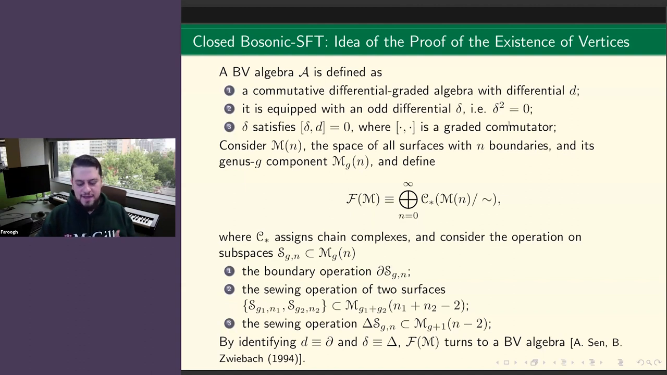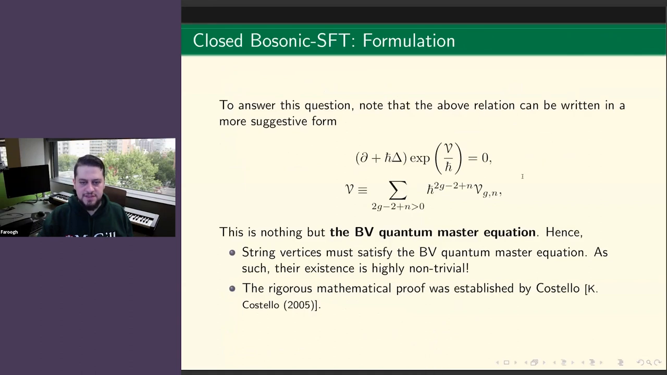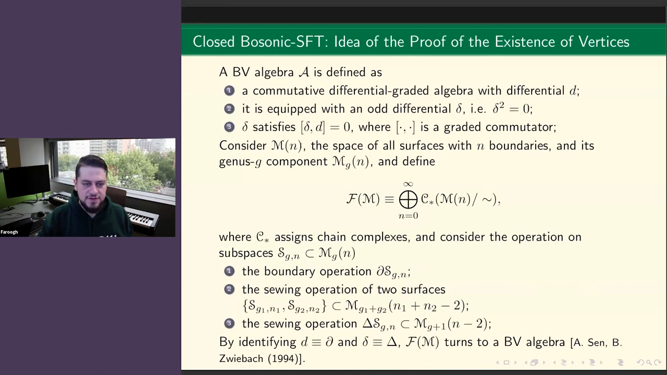Now to show in which BV algebra this BV quantum master equation should be satisfied, we consider the space of all surfaces with boundaries and consider this chain complex, basically this C star attached chain complex. In this chain complex, we consider this boundary operation, the sewing operation of the surfaces inside these two subspaces of M_GN, and also another sewing operation, which is this delta. If we identify this D, the boundary operation, and delta with this gluing operation, this complex turns into a BV algebra. And this is shown by Sen and Zwiebach.